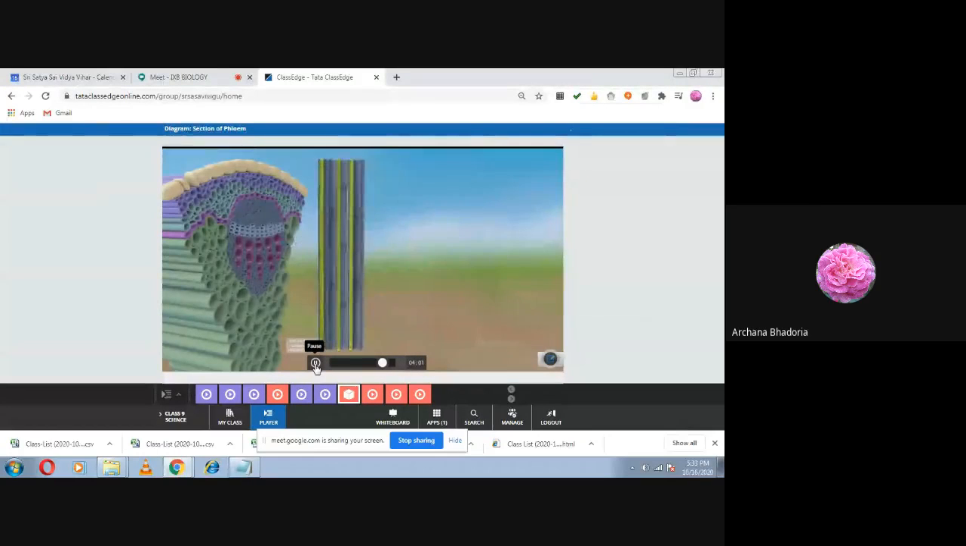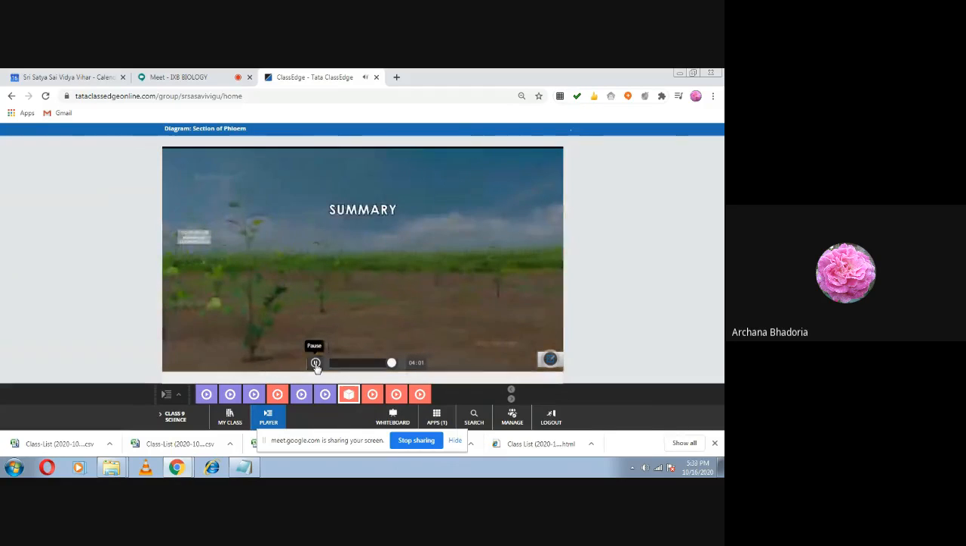Phloem tissue is also composed of sieve tubes and companion cells. The sieve tubes are elongated cells joined end to end. The joints, known as sieve plates, have perforations, and the cytoplasm of the cells is continuous. Phloem transports organic food materials from the leaves to various parts. Summary: the permanent tissues of plants are either simple or complex.